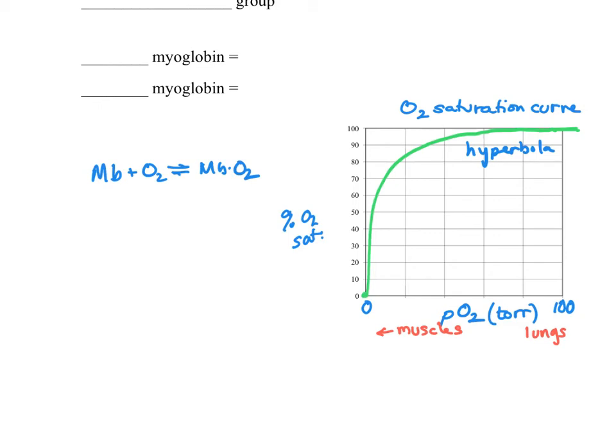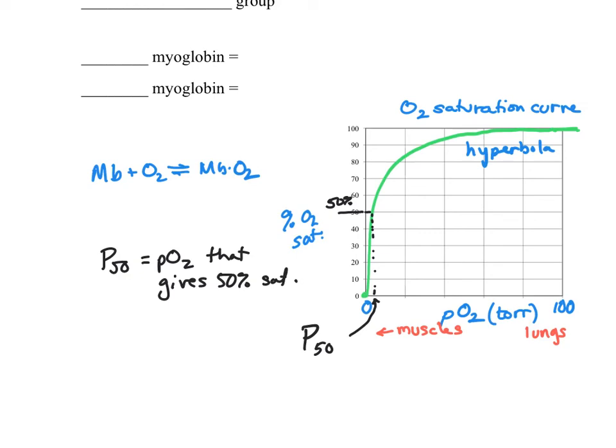Okay, I hope you had a chance to think that through. Let's consider it again. Here is 50% saturation of myoglobin. That's the point where half of the molecules have an oxygen, half don't. And what we need to do is draw a line over to our curve and then drop it down to here. And this is going to be the value on the x-axis, and that is going to be called capital P subscript 50. And that's exactly what I asked a moment ago. P50 is equal to the oxygen partial pressure, PO2, that gives 50% saturation.